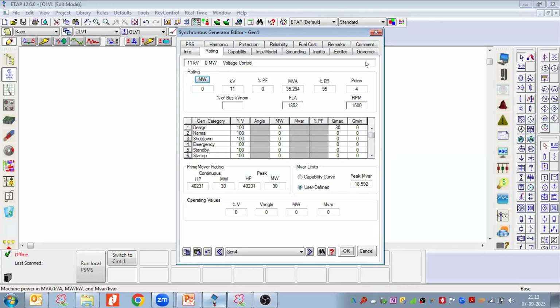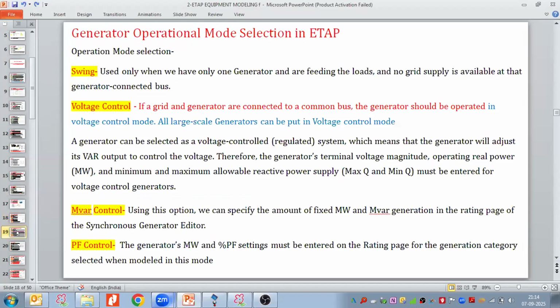So here in the rating page we have to enter all the data like megawatt, kilovoltage, power factor, MVA. If you're putting the kilovoltage and the megawatt and power factor, MVA can be calculated automatically. Otherwise we can mention the MVA as well. Efficiency, if we know the efficiency of the generator, we can also mention. The poles, 2 pole or 4 pole, and RPM will automatically calculate, and full load ampere will automatically calculate. So all this we have to mention here, and then Qmax and Qminimum value as well. Okay, so going to the next rating page.